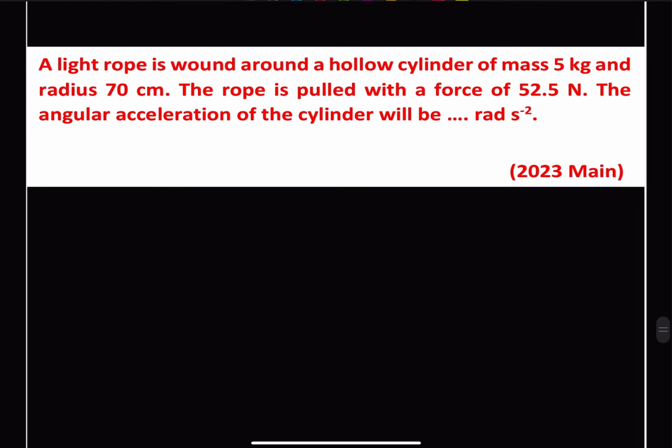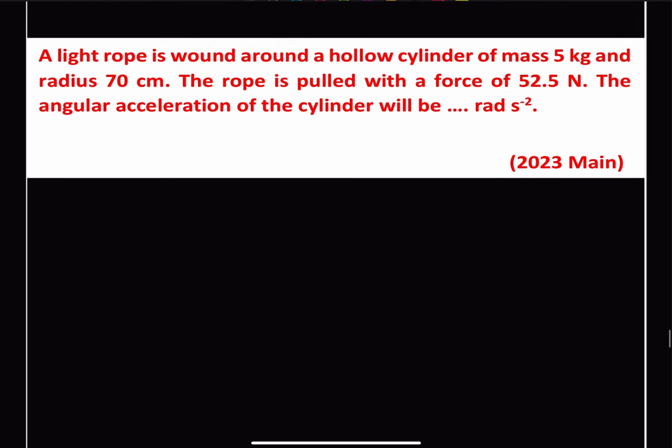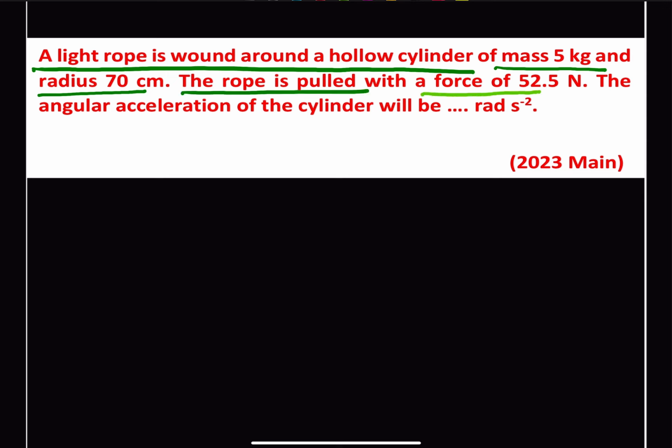Next question. It states that a tight rope is wound around a hollow cylinder of mass 5 kg and radius 70 cm. The rope is pulled with a force of 52.5 Newton. The angular acceleration of the cylinder will be.